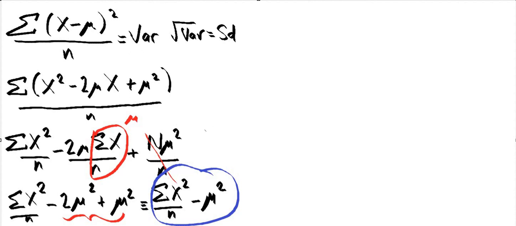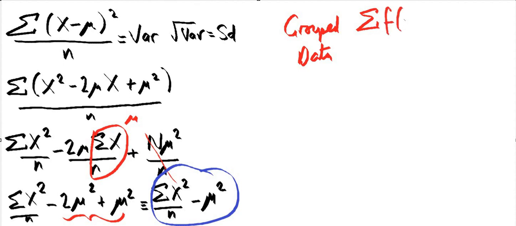Now, this is ungrouped data. If we have grouped data, then the formula is still sigma, the sum, but it's f times this bracket, x minus the mean squared, over n. And I'll leave it to you to see if you can do this. Remember that f is going to multiply every term inside the bracket to get to a version of this.